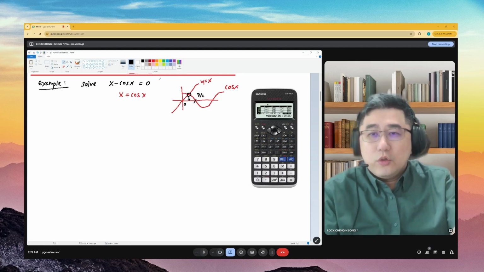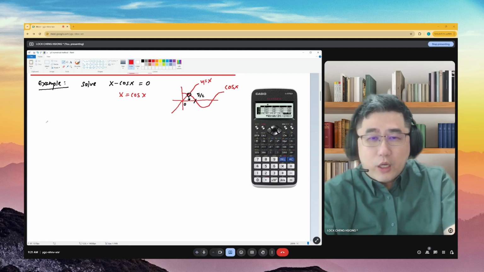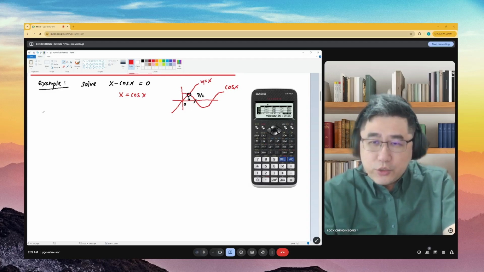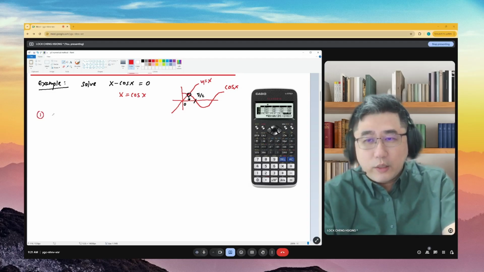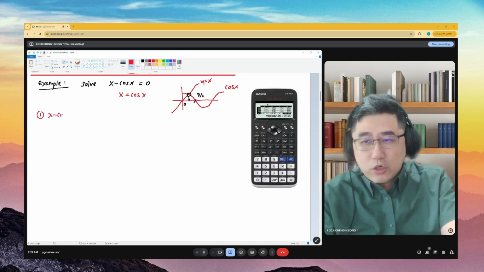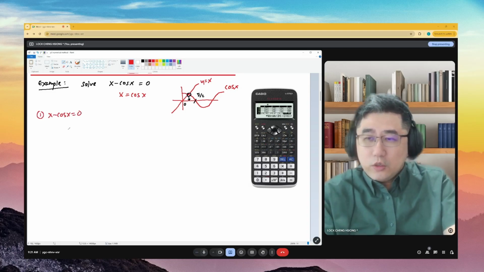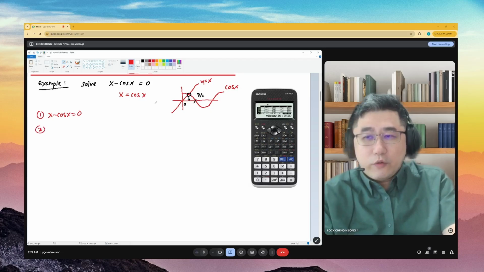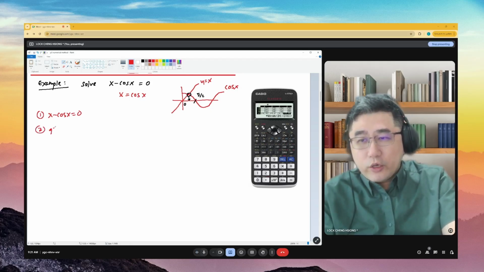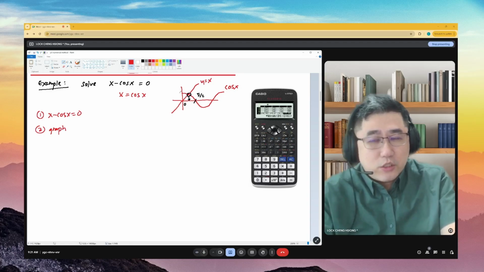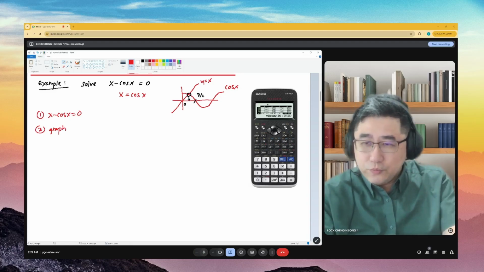So now I'm going to implement the iteration procedure. Step 1, I need to have my f(x) equals 0, which is x minus cos x equals 0. Step 2, from the graph, you can already see that there is a solution between 0 and pi over 2.